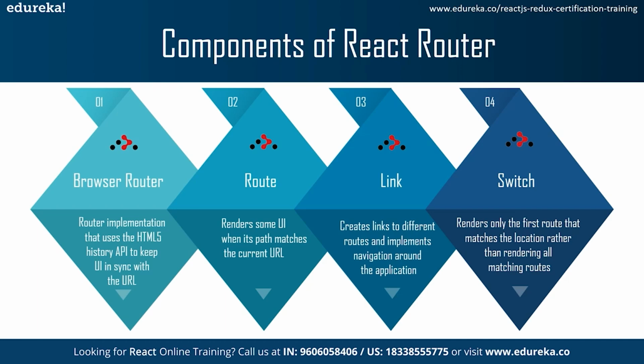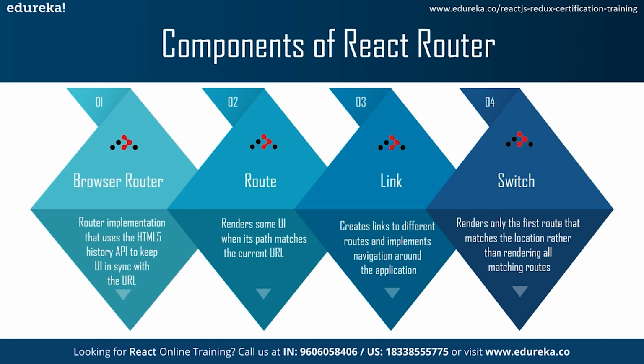The switch component is used to render only the first route that matches the location rather than rendering all matching routes. Although there is no defined functionality of the switch tag in our application because none of the link paths are ever going to coincide, let's say we have a route that has no exact in it, and then all the route tags which start with slashes are going to be processed. This is where we need the switch statement to process only one of the statements. So this we will see in a demo.